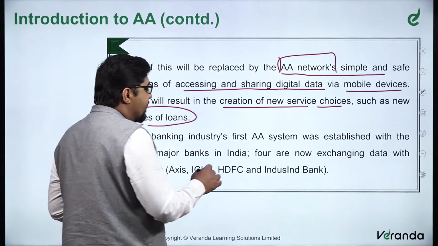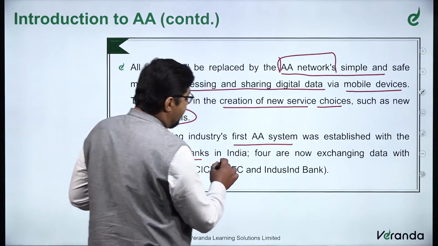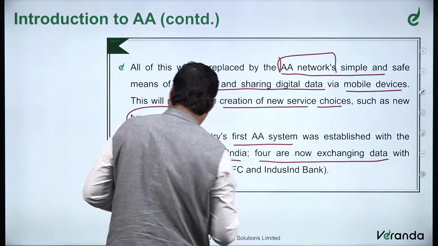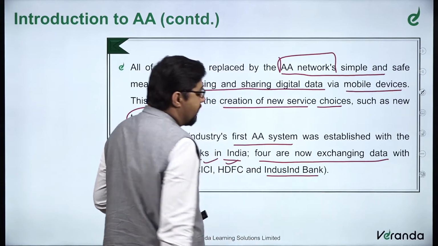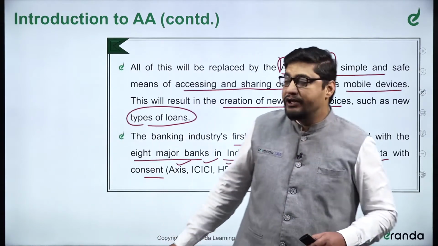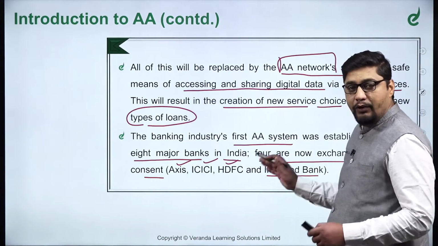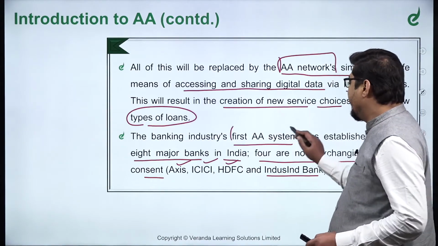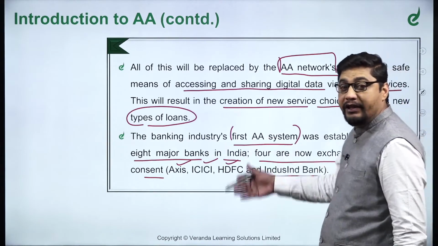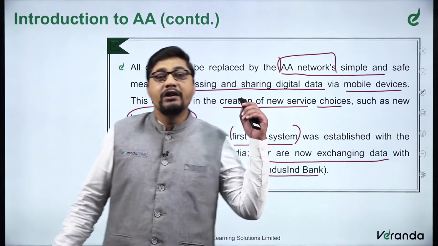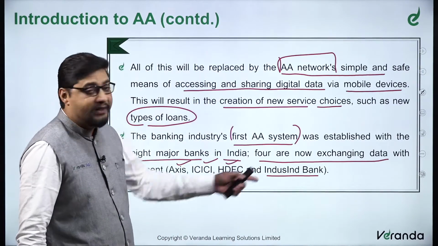The banking industry's first account aggregator system was established with 8 major banks in India. 4 are now exchanging data with consent. So these are Axis, ICICI, HDFC, and IndusInd Bank. These are the banks which are now sharing the information through account aggregator. Overall, 8 banks were involved in this, 4 of them were private, and those 4 are sharing the information between themselves using the account aggregator network, and those banks are Axis, ICICI, HDFC, and IndusInd Bank.